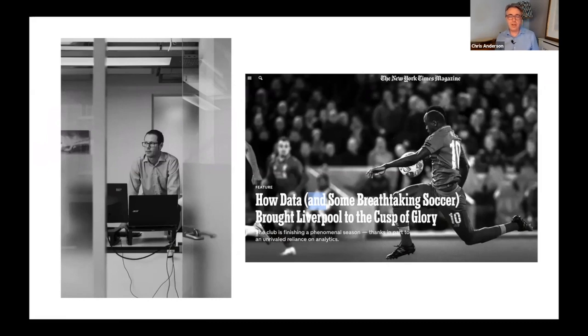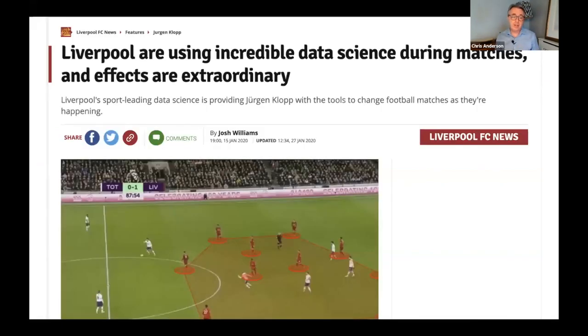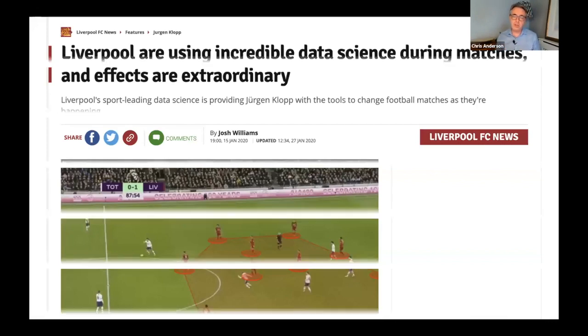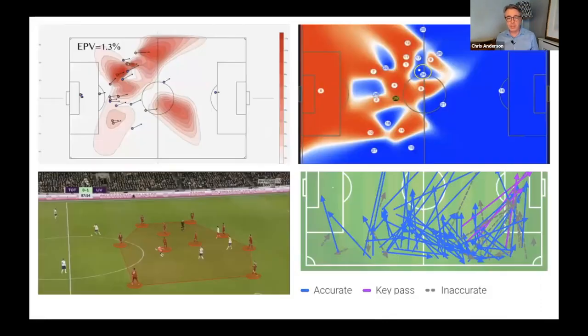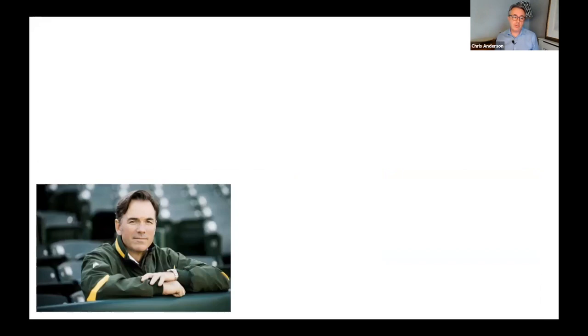And there was an interesting New York Times story. If you're interested in the backstory of how data brought Liverpool to the cusp of glory, it's a really interesting New York Times Magazine story about what they do in that football club, right? And so what they've done is they've really invested in making sure they get the most out of the data that exists now, right? And so they're one of the clubs that do among the most advanced jobs in the business altogether.